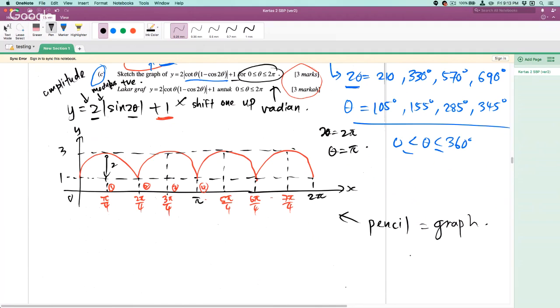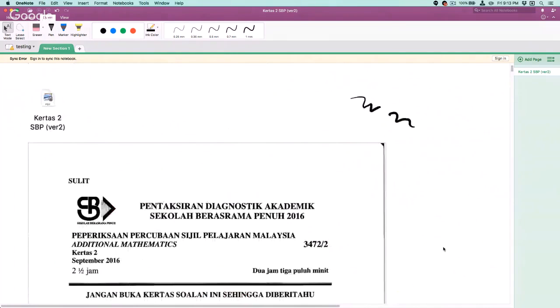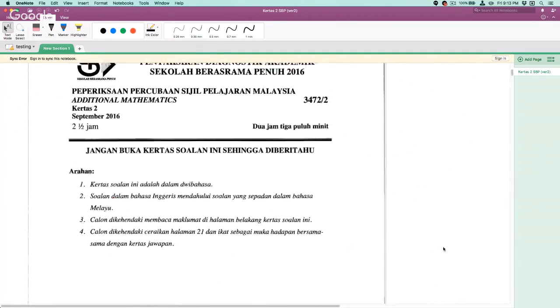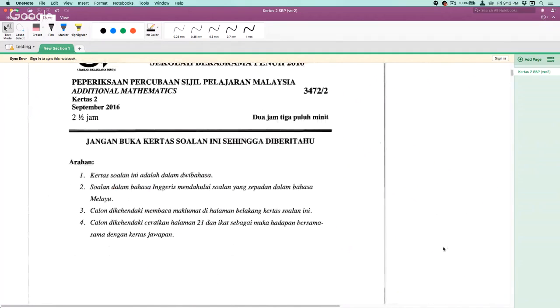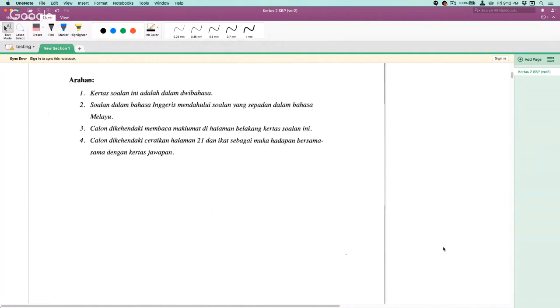If you open the first page of the paper, normally they will say about this thing. Okay, so the question paper is in two languages, and the questions in English are required.